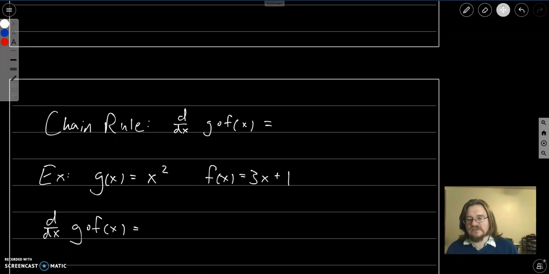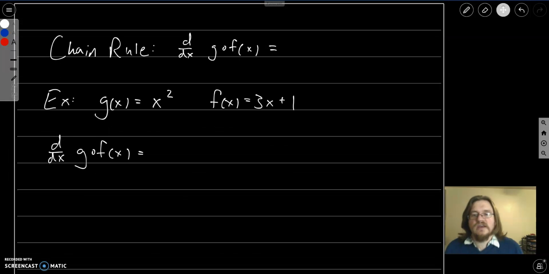And now we get to the chain rule. And the chain rule is a little bit weird. If we have g composed with f, what we're going to do is take the derivative of g, and we're going to shove f back into g prime.